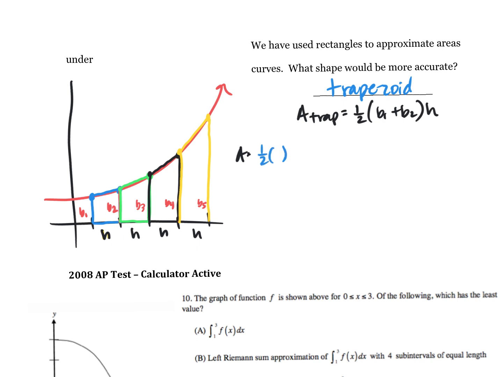What was the height? What do we call the height here? H. It's on its side, right? The height is on its side. And then what were the 2 bases that we used for this guy? B1 and B2. So I'm going to say B1 and B2.